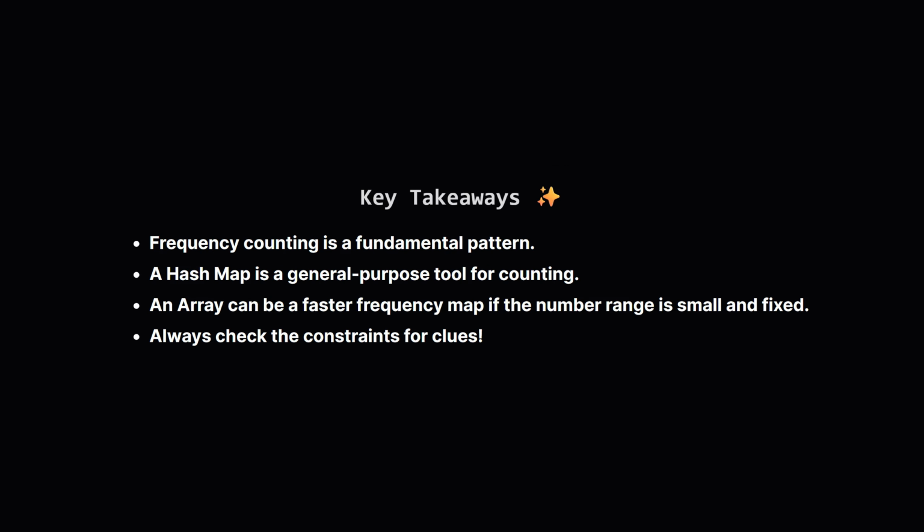Alright, let's recap. We saw that this problem is all about frequency counting. We explored 2 great ways to do it. The first, using a hash map, is a very common and flexible pattern that you'll use all the time. The second, using an array as a frequency map, is a clever optimization that's perfect for when you know the range of numbers is small. The big takeaway here is to always pay attention to the constraints of a problem. They can often give you a hint about the most elegant and efficient solution.